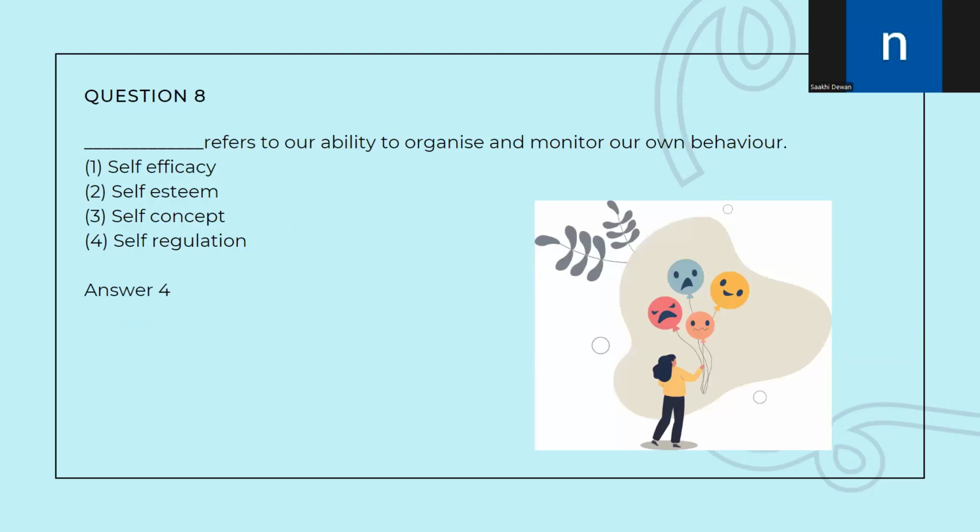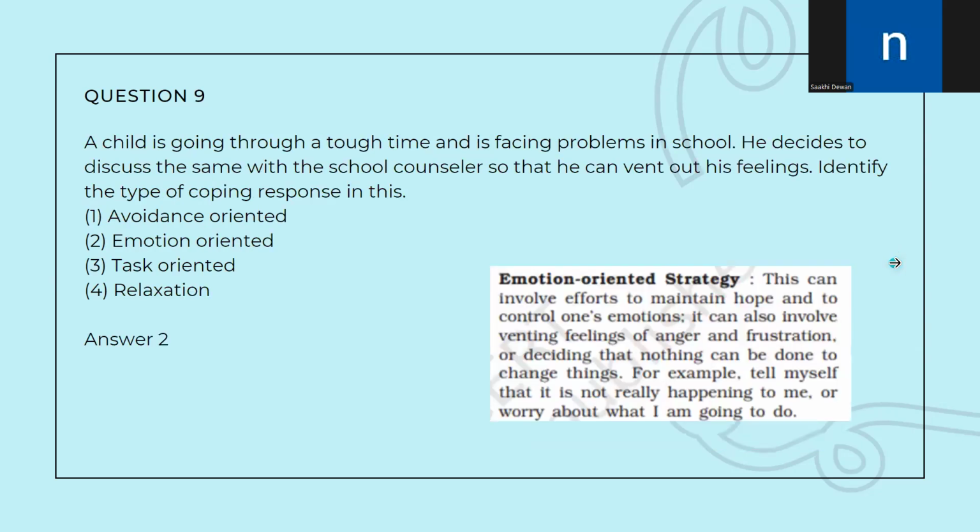Question number 8. Question number 8 states, Dash refers to our ability to organize and monitor our own behavior. Whenever we try to organize and monitor our own behavior, the other term for monitoring is regulation. Whenever we try to regulate our own behavior, it is known as self-regulation, right? So the answer for this question will be option number 4, that is self-regulation. With this, let us move on to the next question.